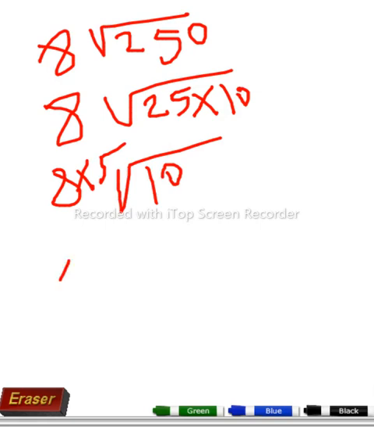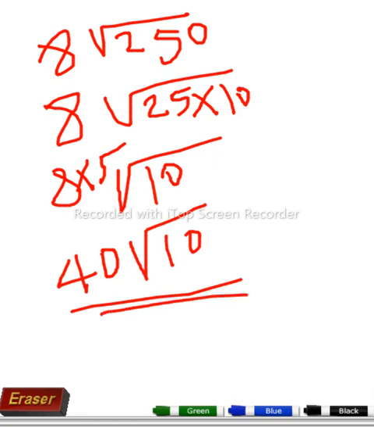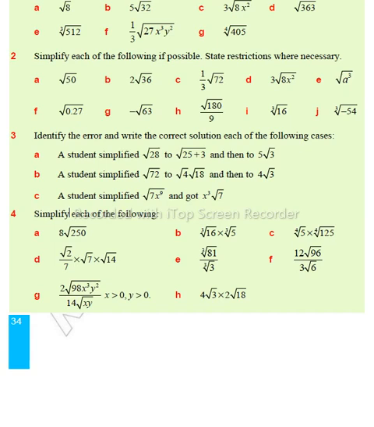We get that 40 square root of 10. So after simplification, we get this answer for this question. Let us do another question, C.